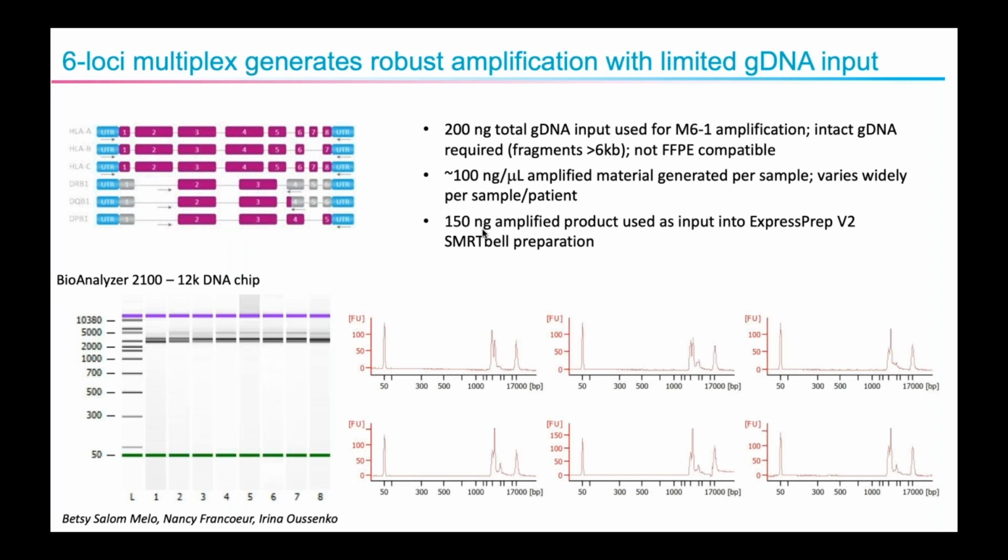Here's actually what these libraries look like. So this is a Bioanalyzer 12K chip showing the gel image of the amplified pool here on the left and the actual traces of 6 of those samples here on the right. So you can see that there is a broad distribution, which is to be expected. This is a 3 to 6 kb pool, but there's very little to no noise or smaller amplicons following amplification. It's a very robust, very specific PCR reaction.